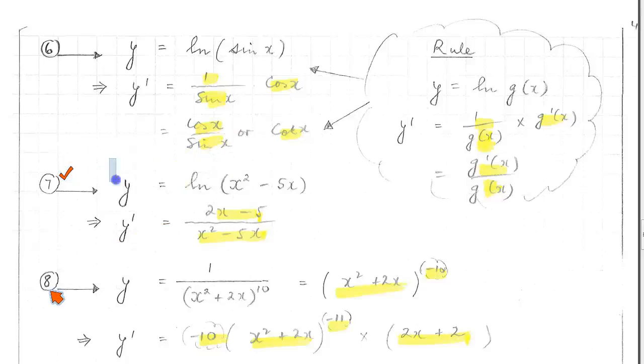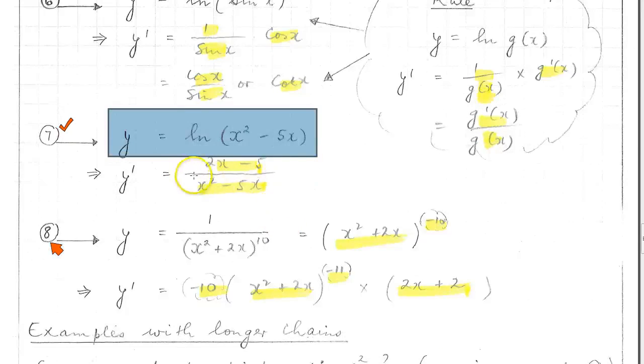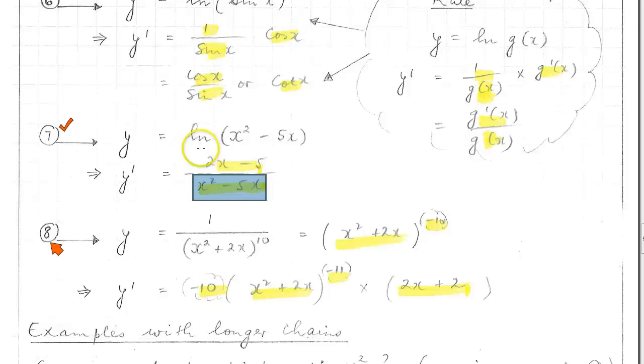Right, number 7 was similar to number 6. You're going to get 1 over x squared minus 5x. You need to differentiate x squared minus 5x and multiply by it, so it lands on the top of the fraction. You get 2x minus 5 all divided by x squared minus 5x.